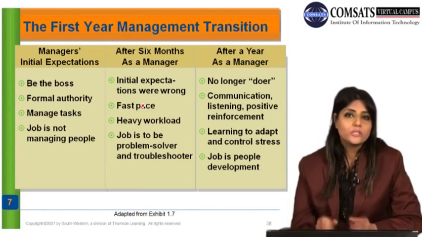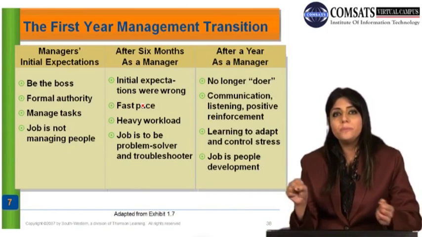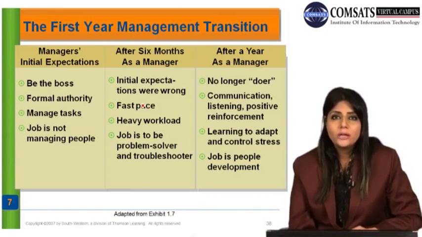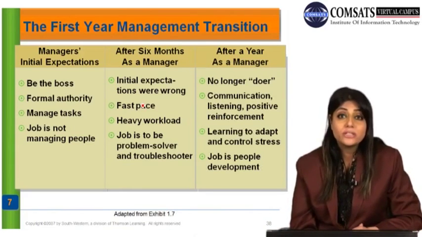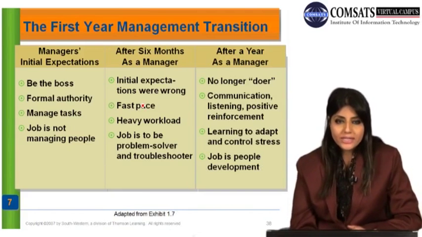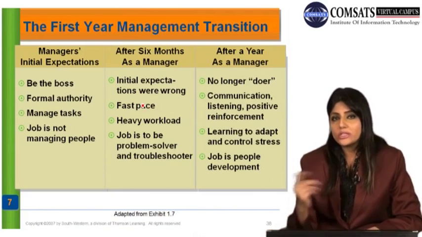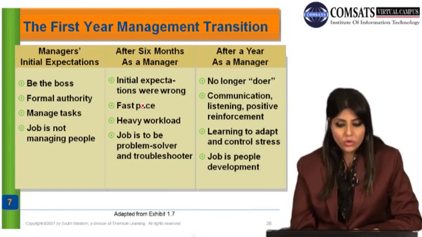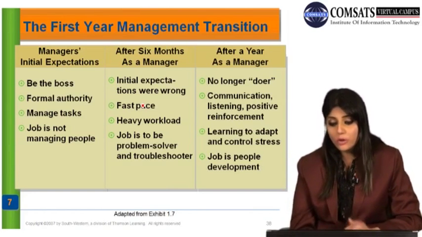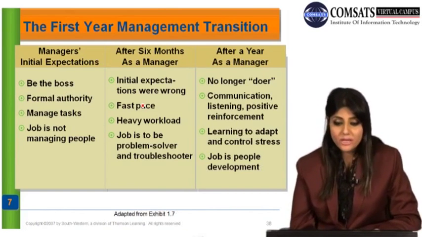Their work is more and more fast-paced. They are really overloaded with work. They have lots of phone calls. They have lots of emails. They have many people to meet. On average, it has been reported that middle managers have to do around 70 different tasks in 1 hour, right? And after every 2 minutes they are interrupted by someone who has come to meet them, or by some phone call during their task. So they have a heavy workload. So their job is to be a problem solver and troubleshooter. This is what they realize after 6 months of management.